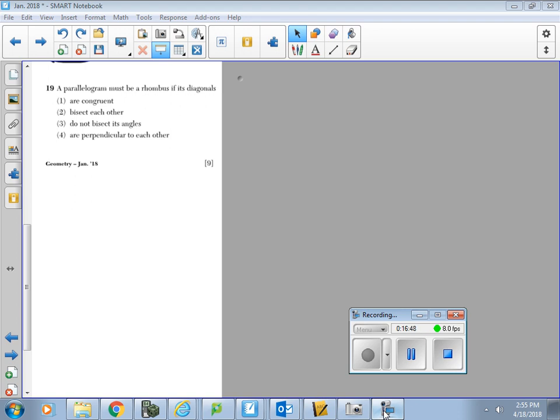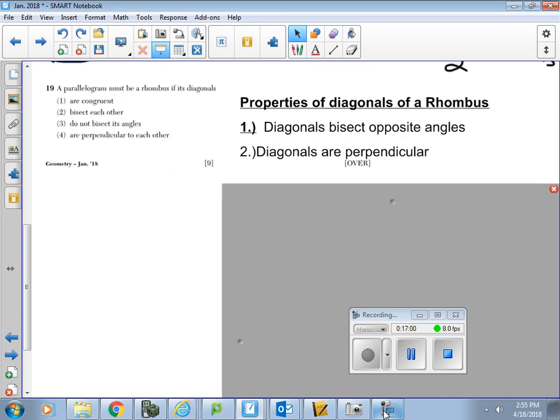So, let's look at the options. It says are congruent, bisect each other, do not bisect its angles, are perpendicular to each other. All right, so this is definitely going to give it away, but I want you to write down these notes about the diagonals of a rhombus. They bisect the opposite angles, okay? And the diagonals are perpendicular, which means they form 90-degree angles. Okay, so based on that, we know our answer is number 4.